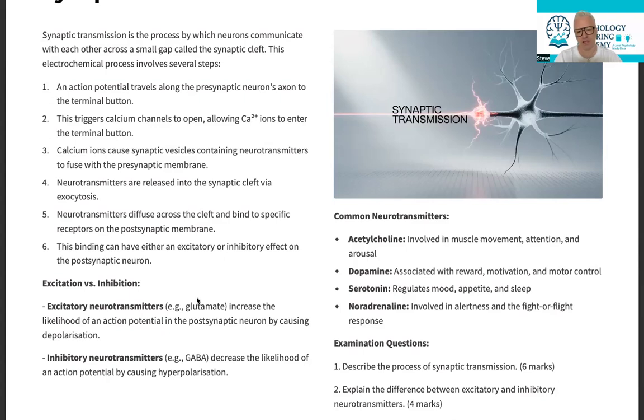So, for example, here we've got glutamate. Glutamate would increase the chance of a neuron firing, whereas an inhibitory neurotransmitter like GABA would decrease the chance of the neuron firing. So, some of the common neurotransmitters are acetylcholine, involved in muscle movement, dopamine, which is well known for rewards, serotonin, anxiety, depression, mood, and noradrenaline for fight or flight.